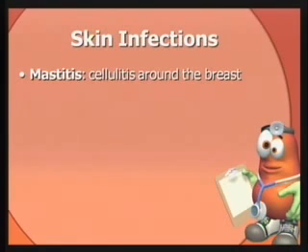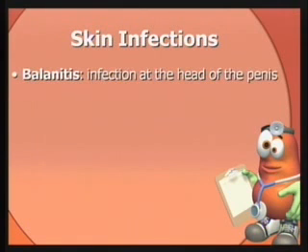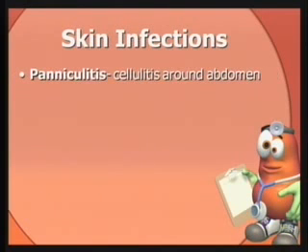If I'm looking at mastitis, that's cellulitis around the breast. And as Al told us, we always have that mom breastfeed continuously. You have to clear that duct. If I'm looking at balanitis, balanitis is an infection of the head of the penis. If I'm looking at panniculitis, remember that cellulitis around the abdomen, right around the center, mid-gut region? That's panniculitis. So if you see that term in the vignette, you know what it is.